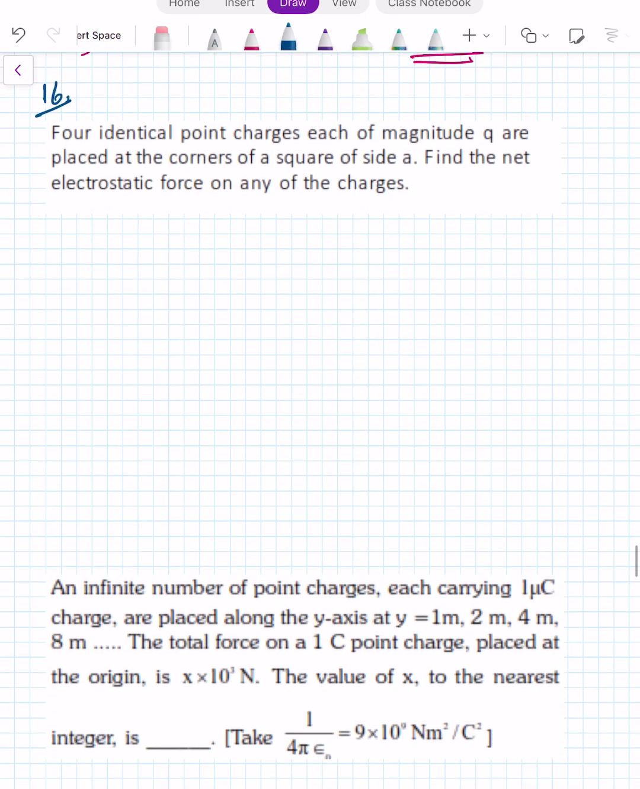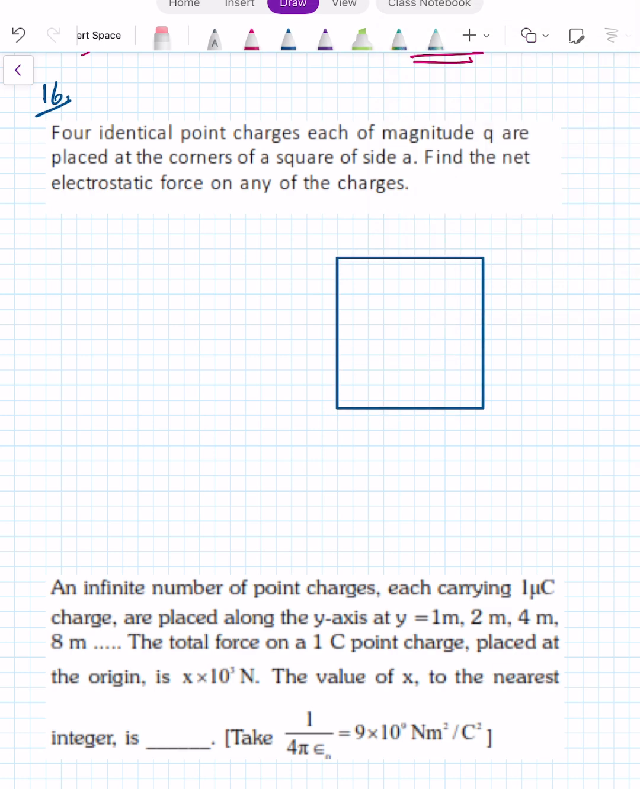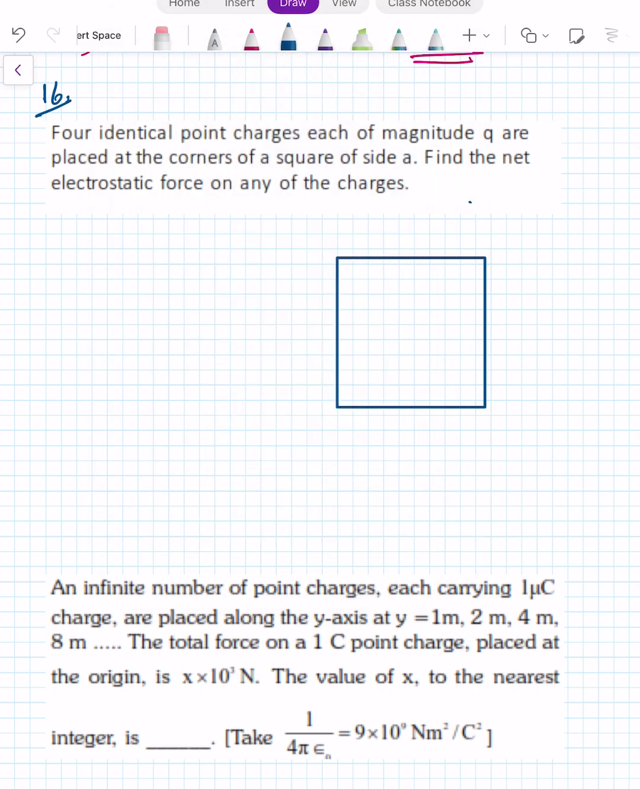Four identical point charges, each of the same magnitude q, are placed at the corners of a square of side a. Let us say we have one square. Then charges are there: Q, Q, Q, Q. Side length is also given as a. Now they are saying find out the net force experienced by any of the charges.